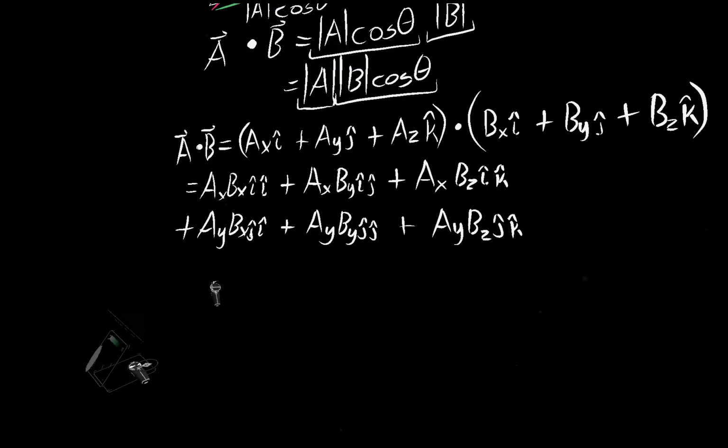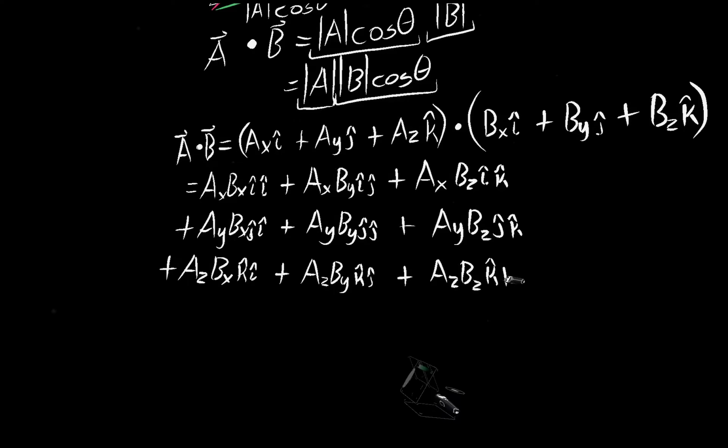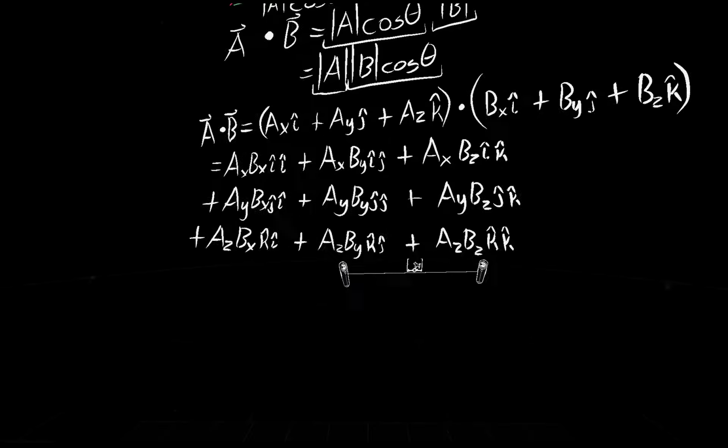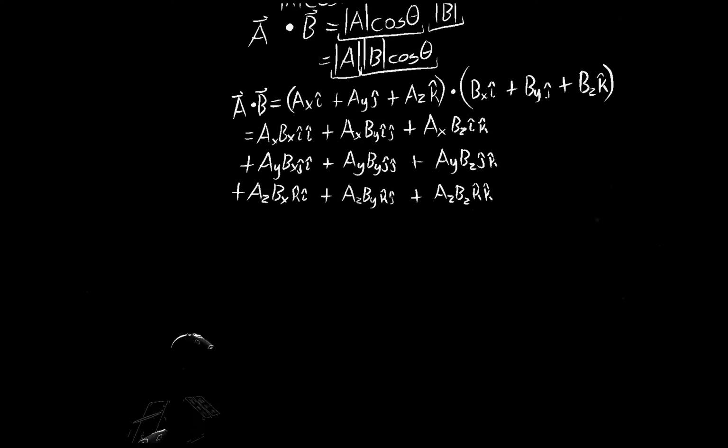One last line to go. Plus az bx k hat I hat plus az by k hat j hat plus az bz k hat k hat. Okay, that's a lot. But a lot of stuff cancels because the orthogonal components equal zero.